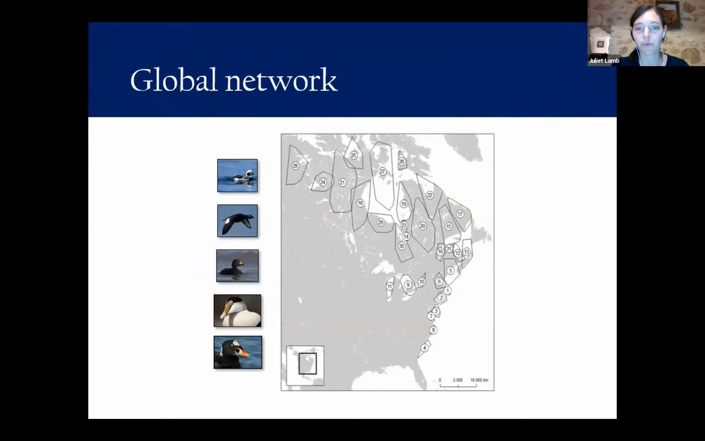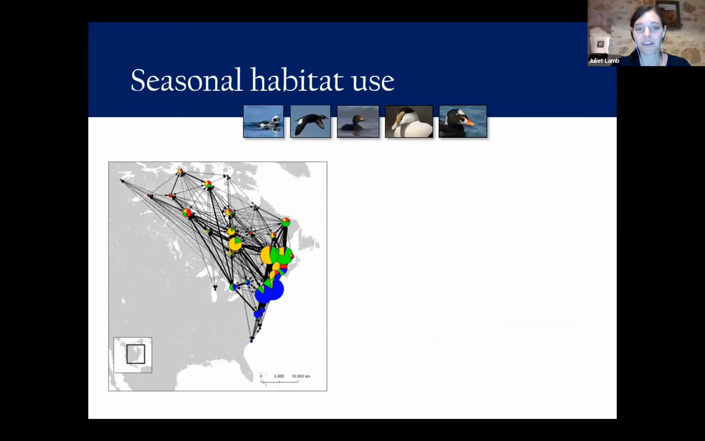So this is the global network that we came up with. Each of those is a cluster of sites that were used by individuals that are kind of separate from one another based on a cluster analysis. And this is a view of the network where the size of the node indicates the number of birds that use that node.